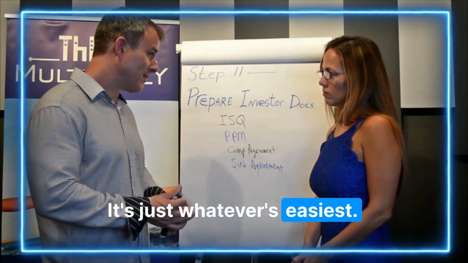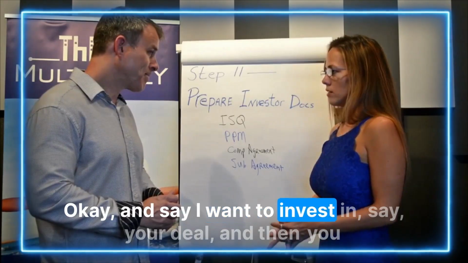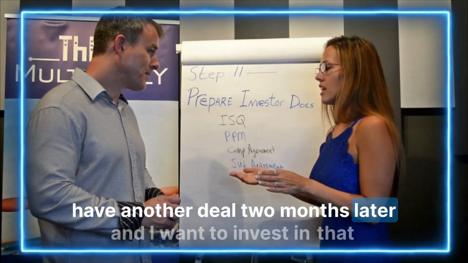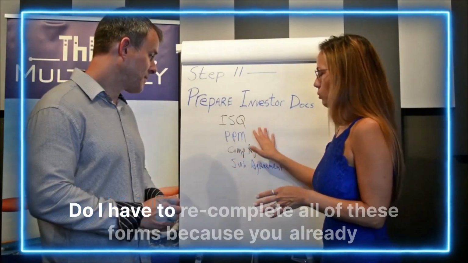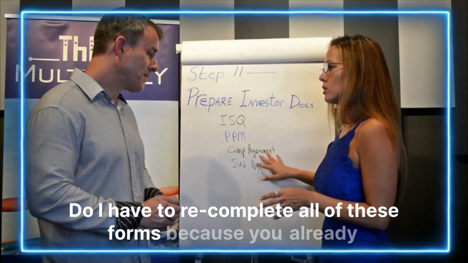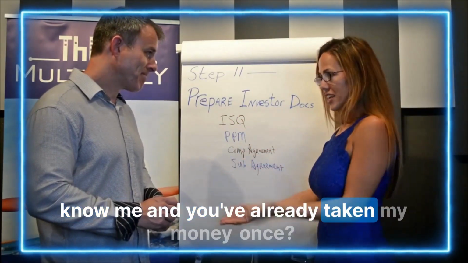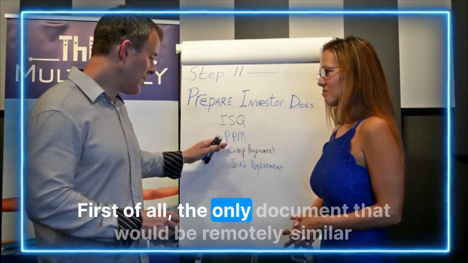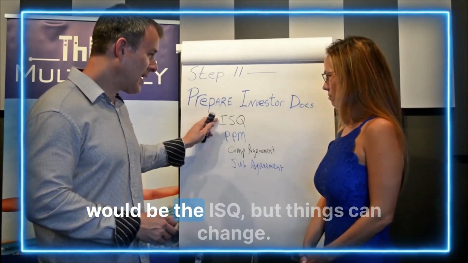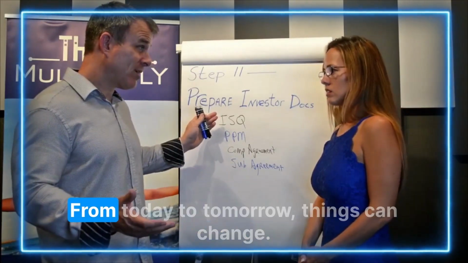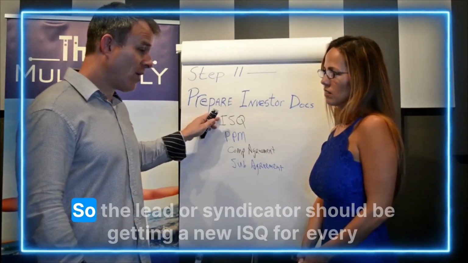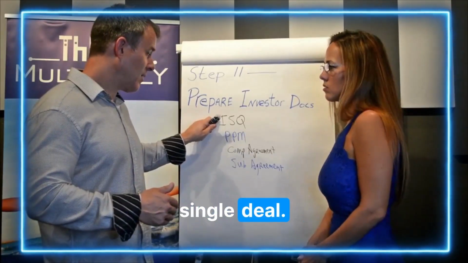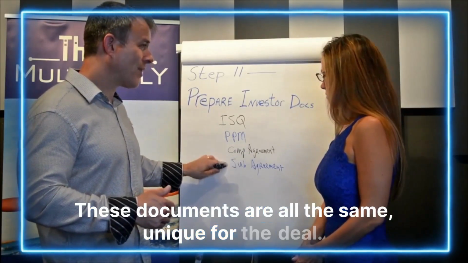It's just whatever's easiest. Okay, and say I want to invest in your deal, and then you have another deal 2 months later and I want to invest in that deal. Do I have to recomplete all of these forms, because you already know me and you've already taken my money once? You do. You need to complete them again. The only document that would be remotely similar would be the ISQ, but things can change from today to tomorrow. So the lead or syndicator should be getting a new ISQ for every single deal. And these documents are all unique for the deal.